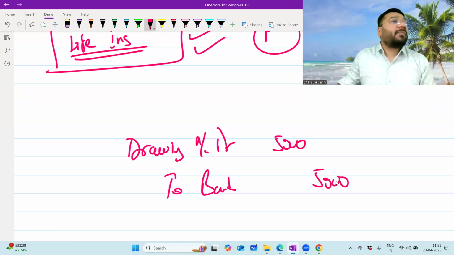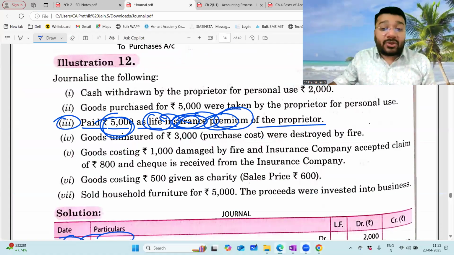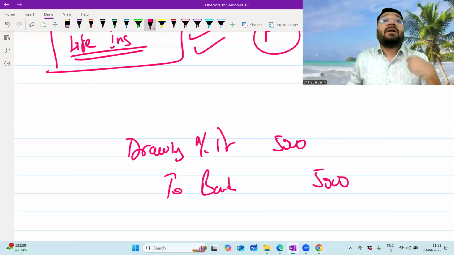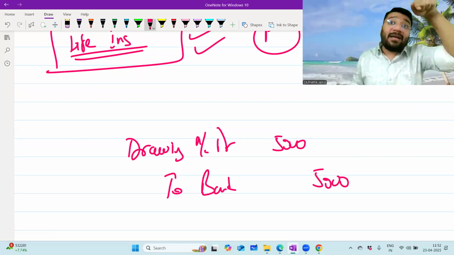Are you able to follow? Had this been a key man insurance policy, where the premium would have been paid by the business, I would call that key man insurance premium expenses account debit, because it is business expenditure. Because ultimately the benefit is coming to whom?